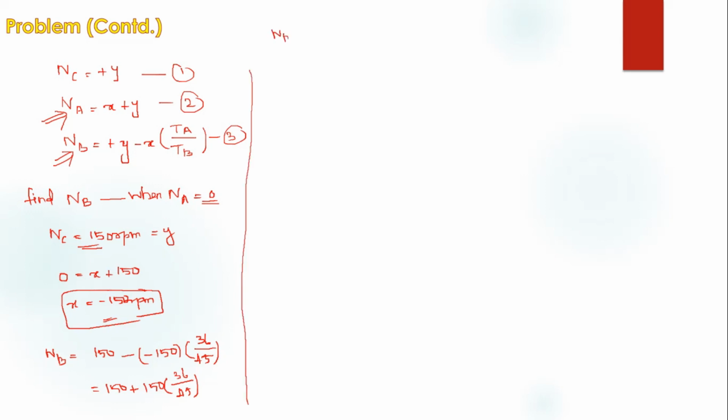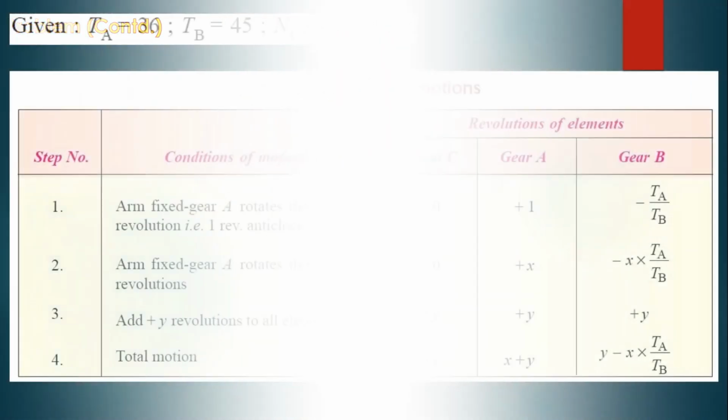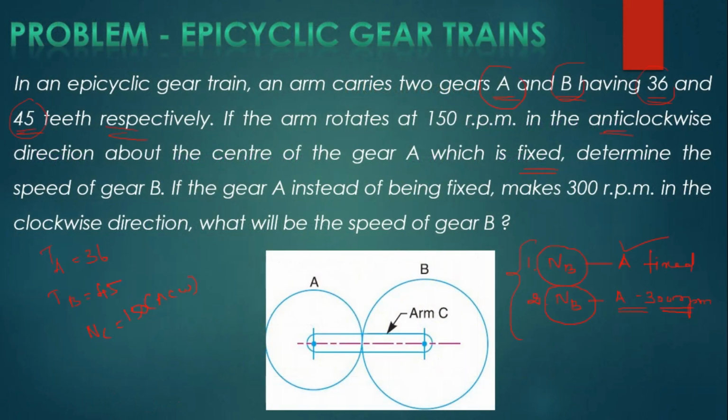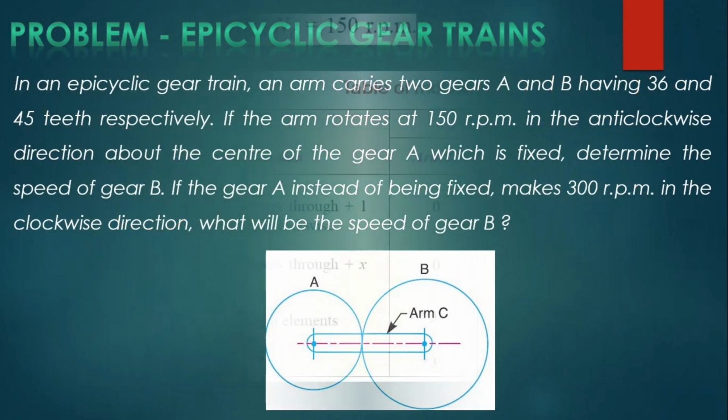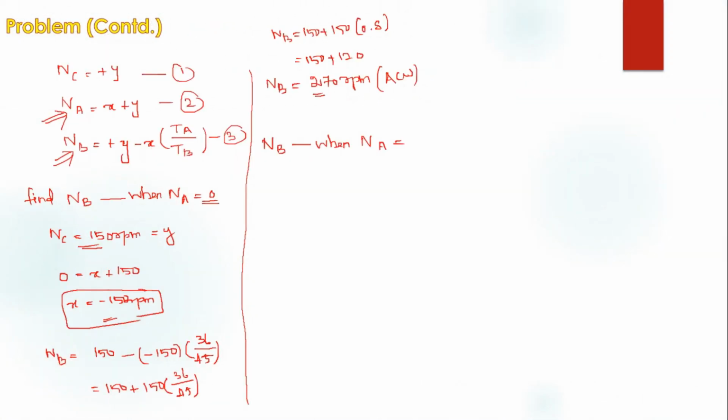So NB equals 150 plus 150 of 0.8. Here 150 plus 150 into 0.8, which is 120. So NB equals 270 RPM. This is a plus sign, which means anti-clockwise direction. Clear? Now find out the speed of NB when NA makes 300 RPM clockwise, which means minus. So 300 RPM clockwise, clear.